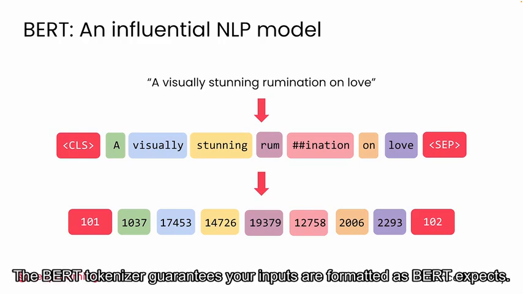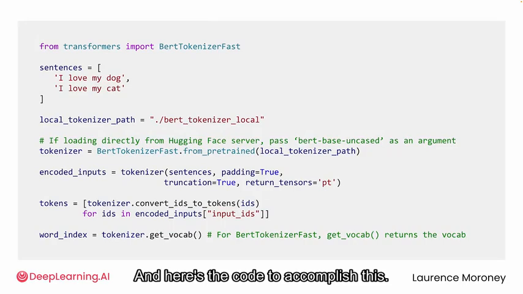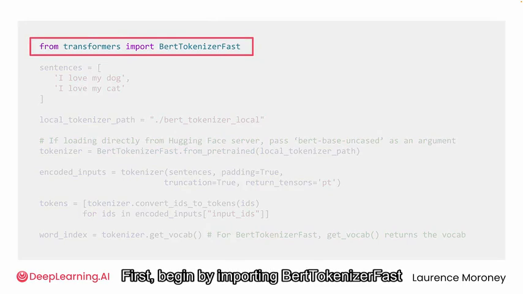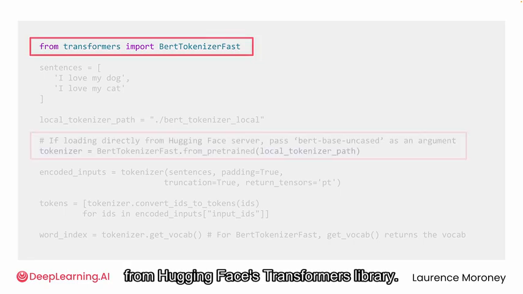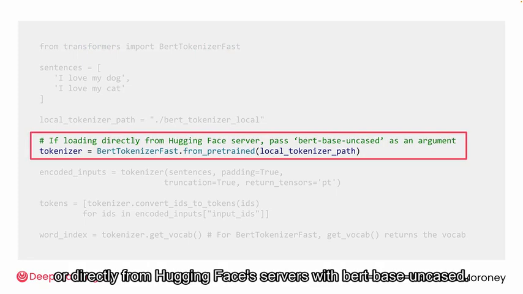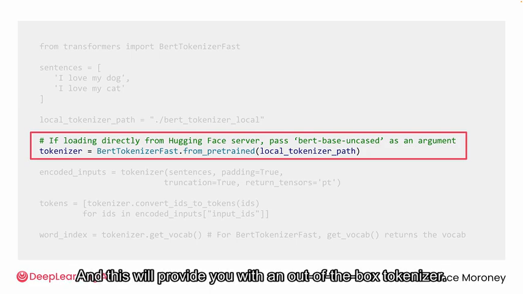The BERT tokenizer guarantees your inputs are formatted as BERT expects. And here's the code to accomplish this. Let's break it down. First, begin by importing BertTokenizerFast from Hugging Face's Transformers library. Then, initialize the tokenizer, which can be loaded from a local directory or directly from Hugging Face's servers with bert-base-uncased. And this will provide you with an out-of-the-box tokenizer.